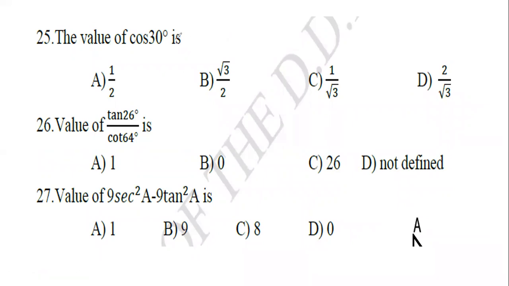Here, given the value of cos 30 degree. So what is the value of cos 30 degree? Root 3 by 2. Is it right? Yes. So which option is correct? Option B is correct. Next, value of tan 26 degree divided by cos 64 degree is dash.